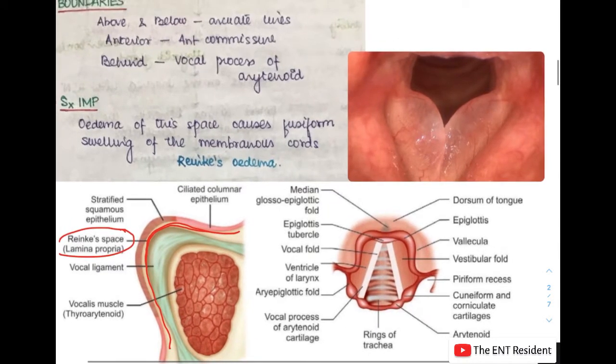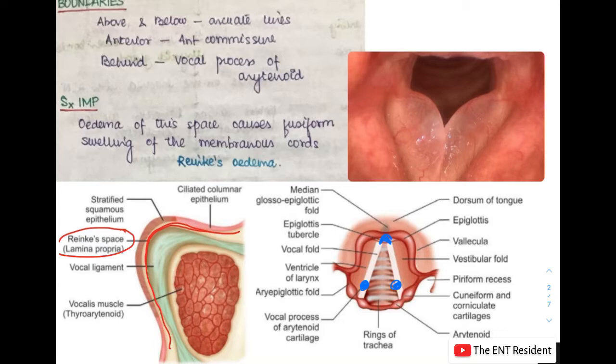Now, when you talk about boundaries of this space, above and below they are bounded by the arcuate lines. Anteriorly, it is bounded by the anterior commissure somewhere over here, and posteriorly they are bounded by the vocal process of the arytenoid cartilages over here. So, this is the boundary of the Reinke space.